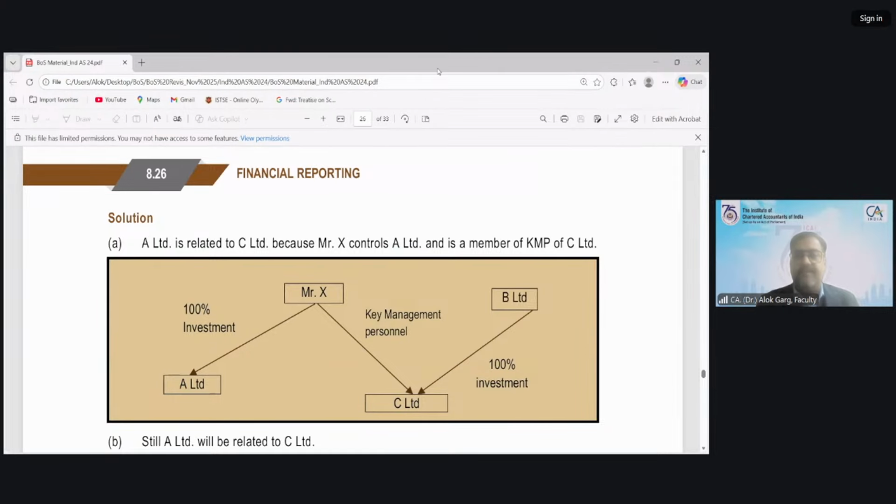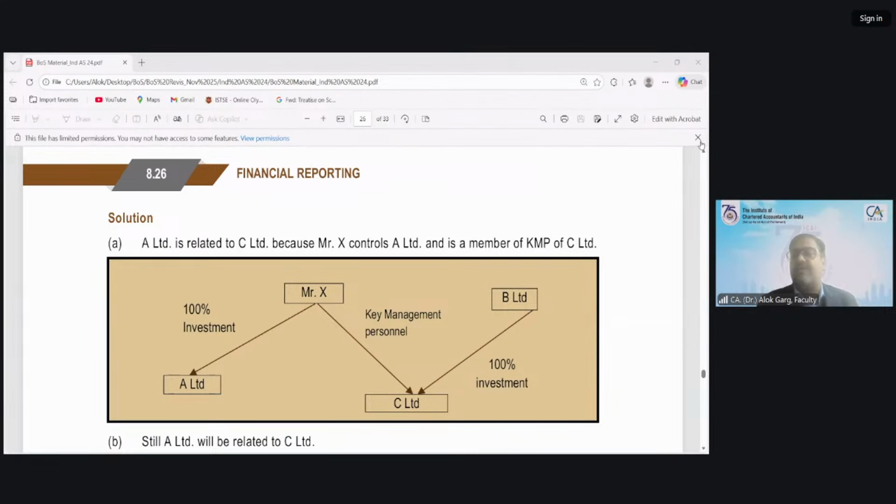You can see here. Mr. X has a 100% investment in A Limited and Mr. X is a KMP of C Limited. B Limited has a 100% investment, right? Okay. So A Limited and C Limited, both are the related party, correct?